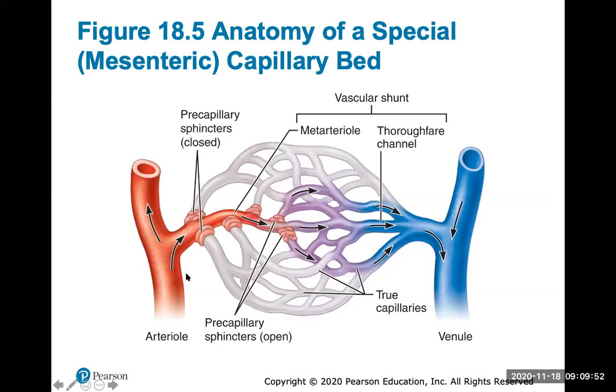So this shows the precapillary sphincters controlling the blood flow through this metarteriole, which will shunt blood through the thoroughfare channel if we're trying to keep blood going through the capillary bed, but not wanting to get to the other capillaries.